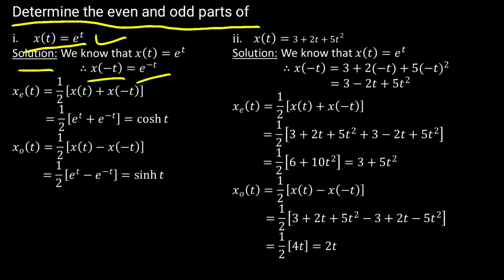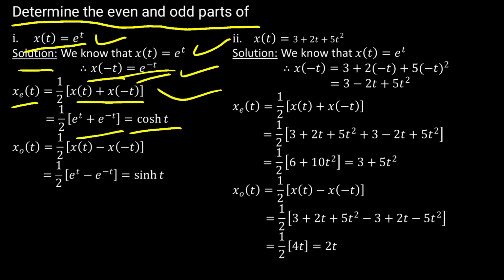Now we already know, if we want to find the even part of a particular signal, the formula is x e of t is equal to 1 by 2 [x of t plus x of minus t]. Here we already found the x of minus t value, that is e power minus t. Now simply substitute the x of t value and x of minus t value in this equation, then we get 1 by 2 [e power t plus e power minus t]. It is in the form of [e power theta plus e power minus theta] by 2, that is nothing but cosh t. Okay, and finally our even part, that is x e of t, equals cosh t.